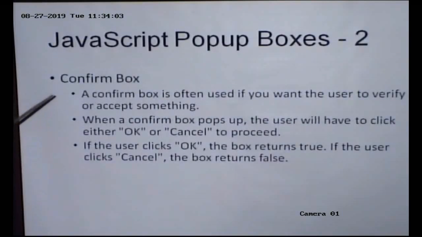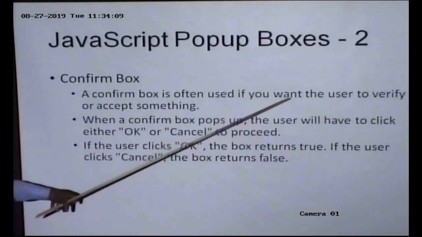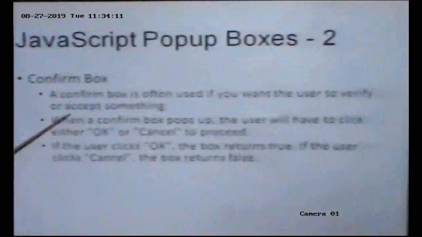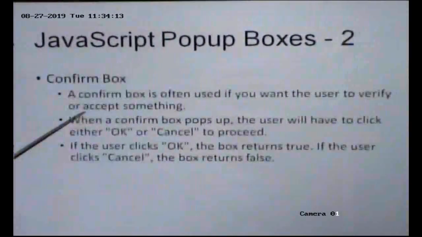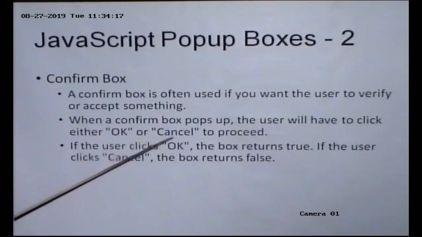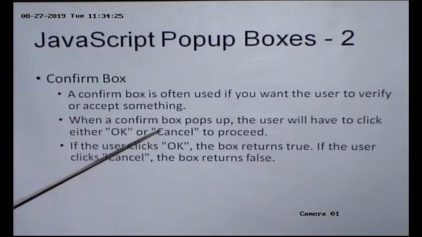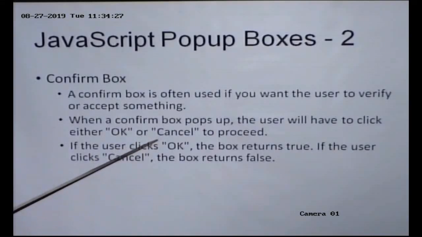Next thing is a confirm box. The confirm box is often used if you want the user to verify or accept something. So there are two choices to confirm. One is OK and another is cancel. If the user wants to accept, then the user has to press OK in the confirm box pop-up. Otherwise, the user has to click cancel to avoid that input.